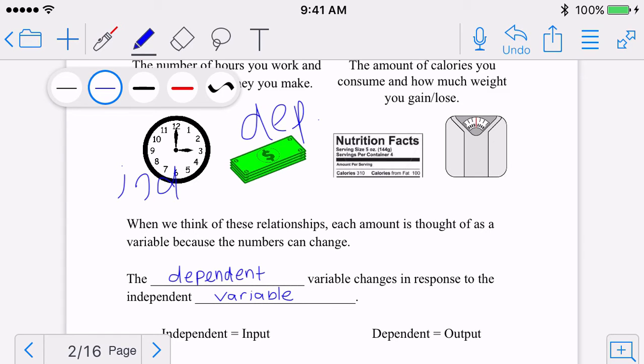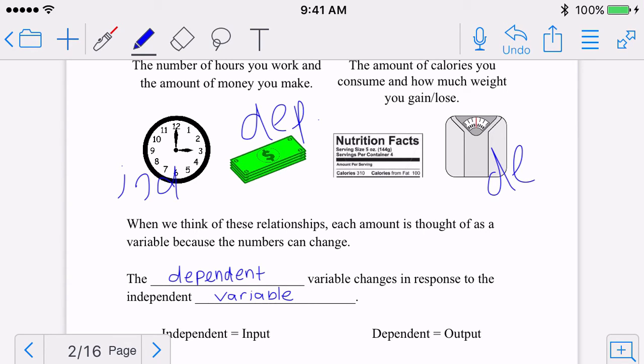And then what about for the amount of calories we consume and how much weight we would gain or lose? Which one do you think is going to be the independent versus the dependent? Which one's going to change based on the other? Your weight. Your weight is going to change based on the amount of calories you consume. So that's going to be your dependent variable, and the calories you consume would be your independent variable.